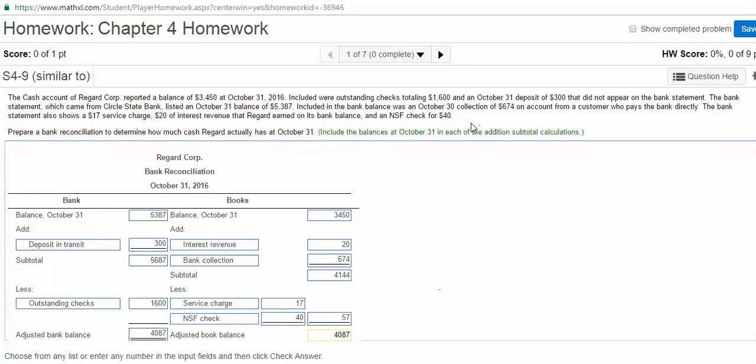I hope you found this useful. For purposes of pop quiz, for purposes of test number 2, you have to know how to do a bank rec. I hope this helped.